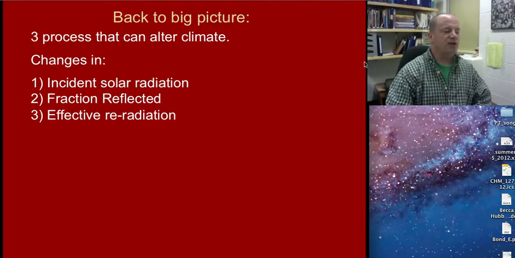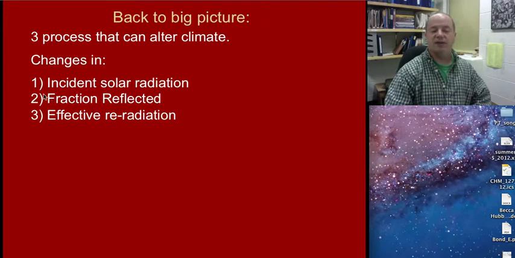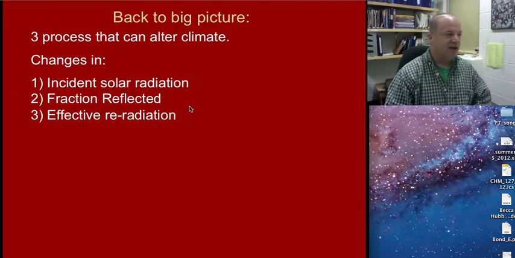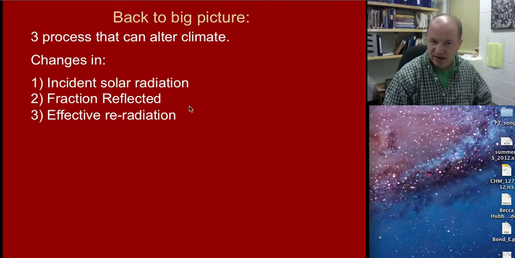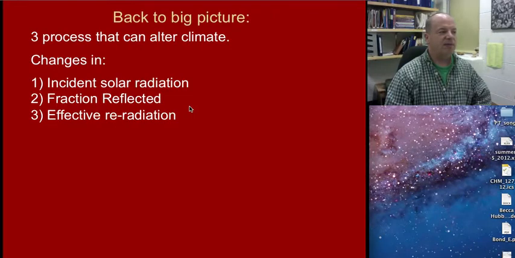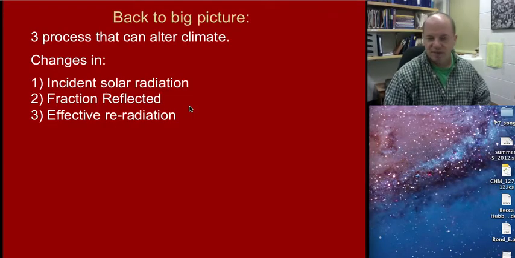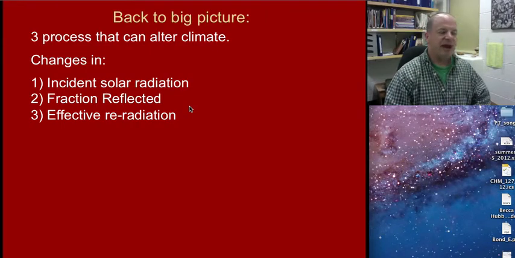We could, or something could, affect the fraction that's reflected, that bounces off. This also is part of the story. When we make changes to the Earth's surface, or there's a change in cloudiness, or there's a change in the amount of ice cover, this affects the shininess of the Earth, which we'll call the albedo in a second, and that affects climate.